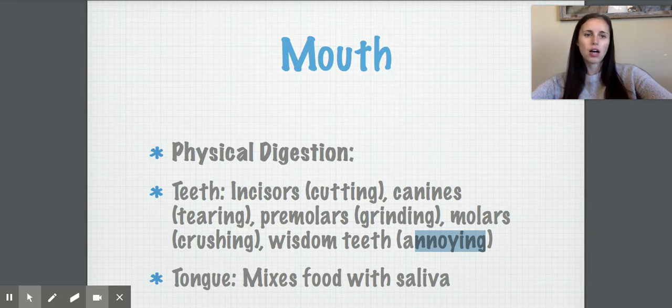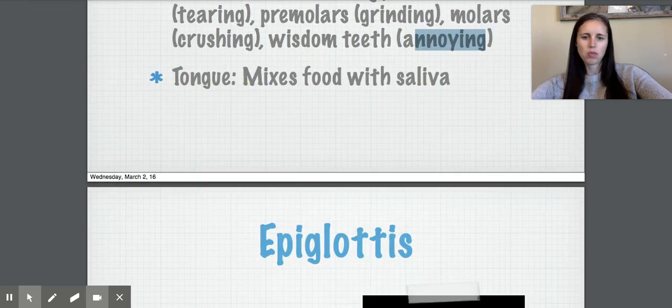Your tongue also aids in physical digestion. So think about what happens when you're chewing. Your tongue actually is combining with the food and the roof of your mouth. It'll mix and mash the food with the saliva, and your tongue will tilt that food back and help you swallow when you're ready to swallow.